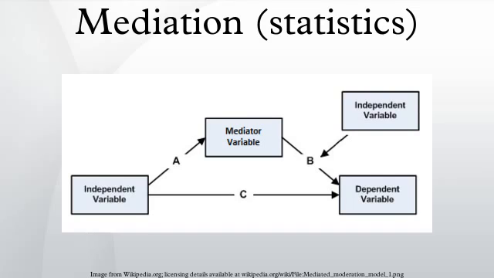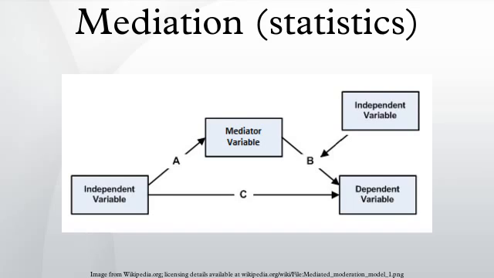Step 2. Regress the mediator on the independent variable. In other words, confirm that the independent variable is a significant predictor of the mediator. If the mediator is not associated with the independent variable, then it couldn't possibly mediate anything. Independent variable → mediator: β21 is significant.